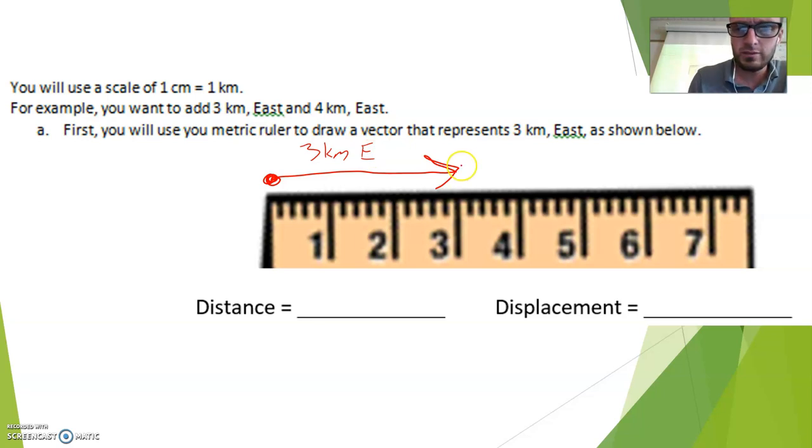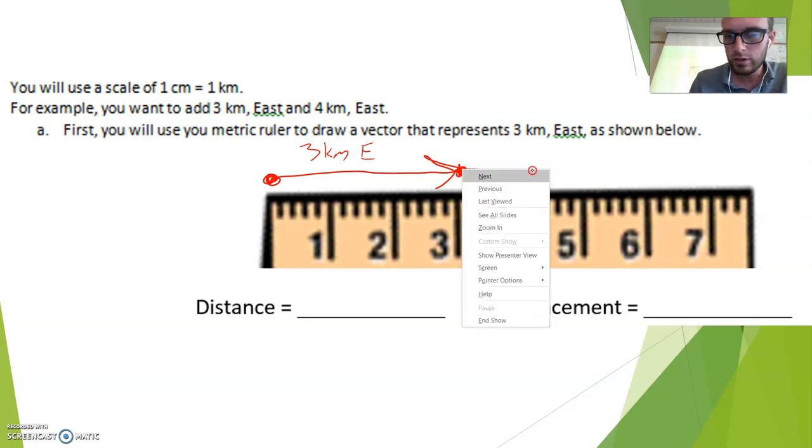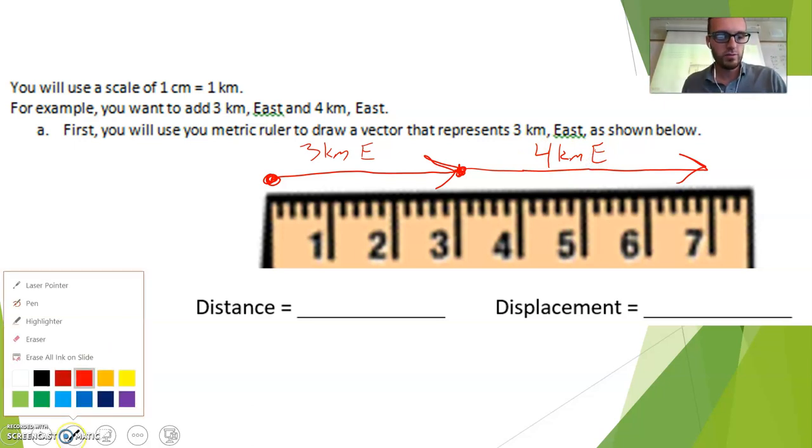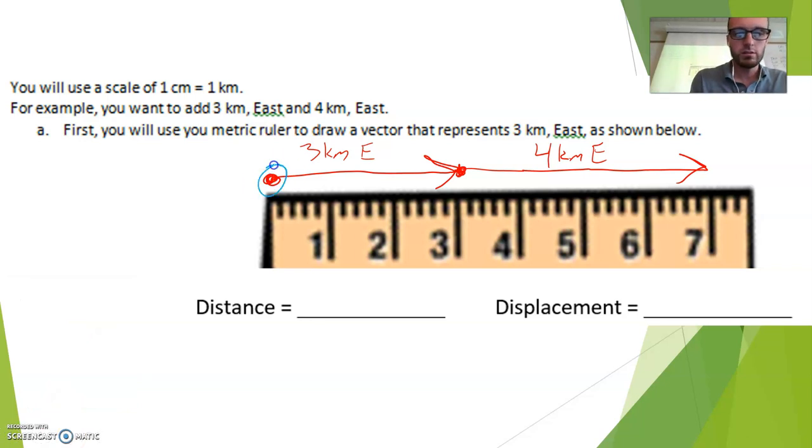And then it says you want to add that to 4 kilometers east. Remember, head-to-tail method. Just keep your pencil on the page. Keep on going another 1, another 1, 2, 3, 4. That vector has a length of 4 kilometers east. And what we find is if we add them together and we consider how far we go from the tail of the first vector, that's right here, to the head of the last vector, over here, we find that our resultant vector, the result of adding 4 kilometers east and 3 kilometers east, is 7 kilometers east. So we label our answer there, 7 kilometers east.